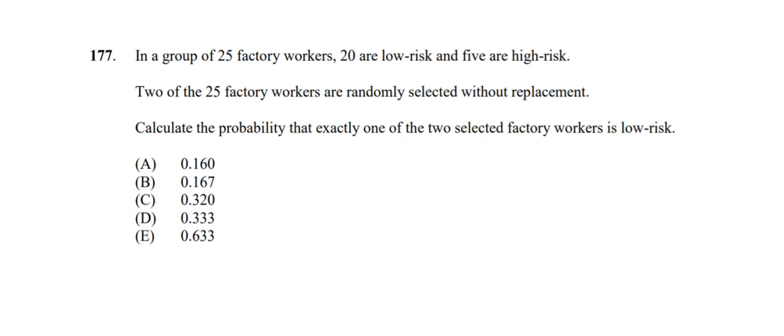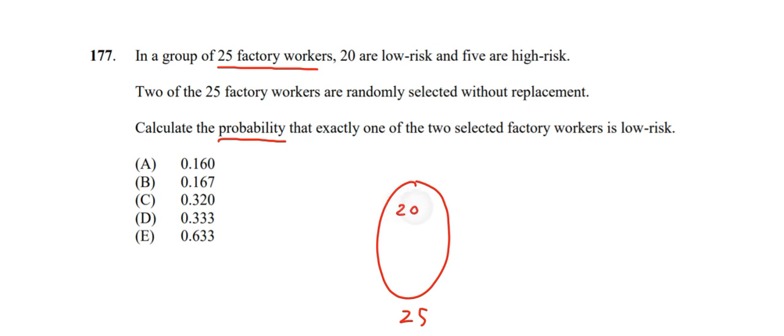So here we calculate the probability of exactly one. We just split everything into two parts. In total we have 25. Among the 25, 20 are low and 5 are high. Right? We split it into 2 parts. Okay, so from here pick 2. We just pick 2, randomly selected.